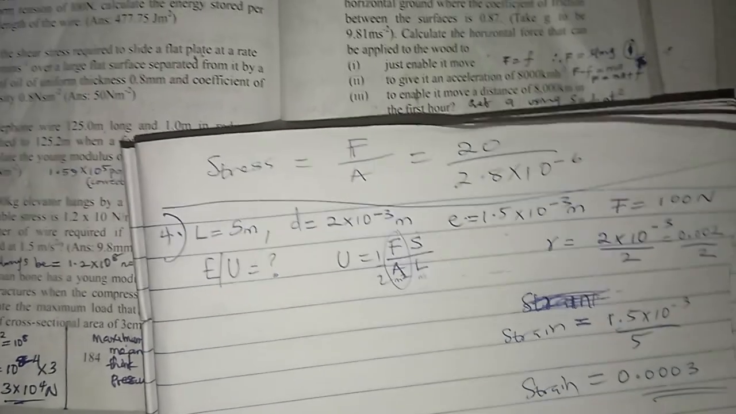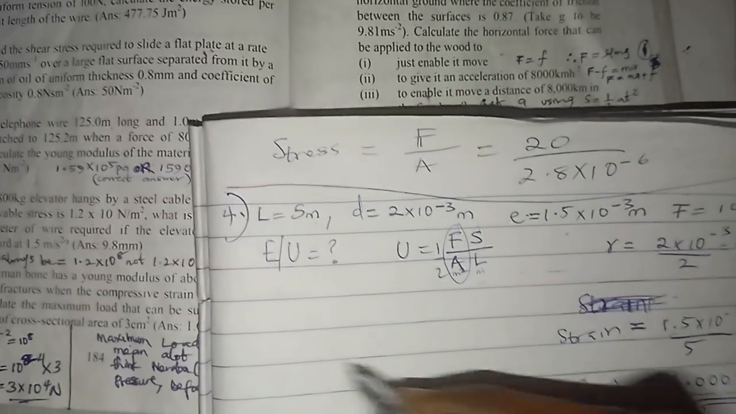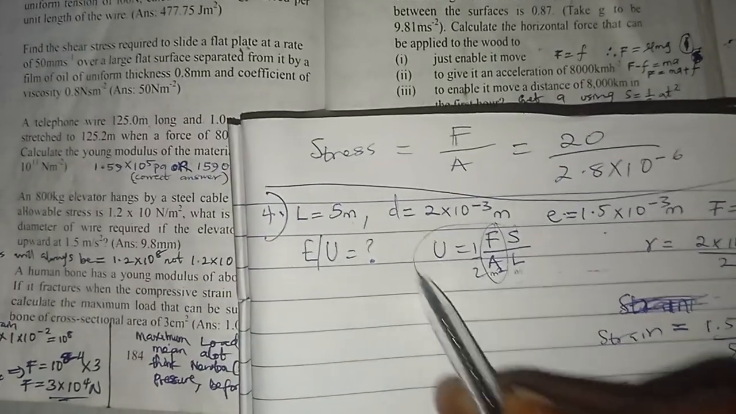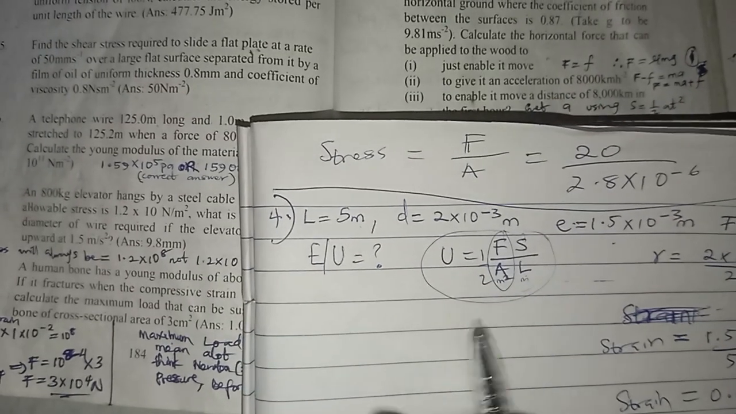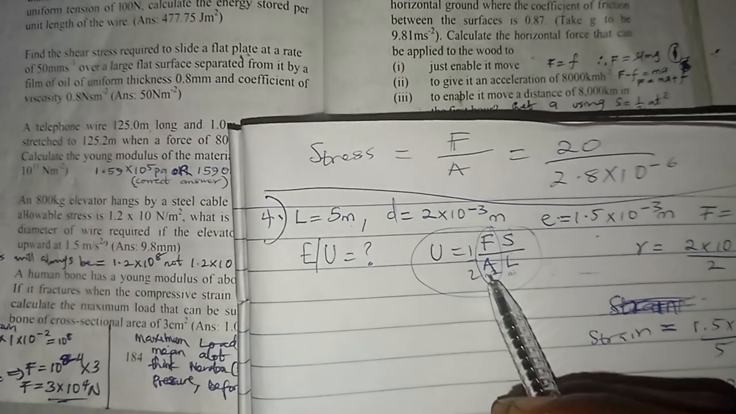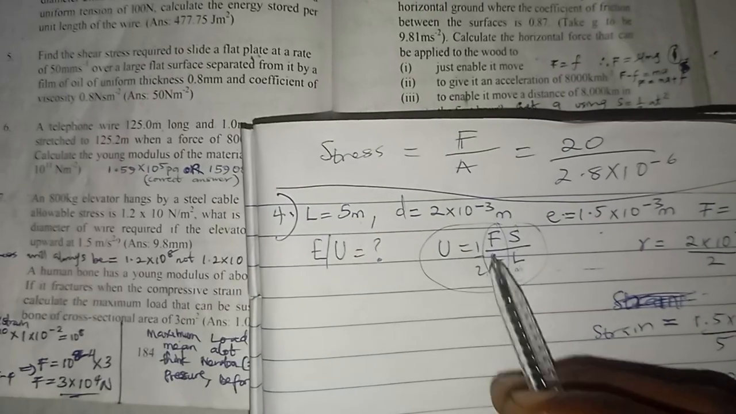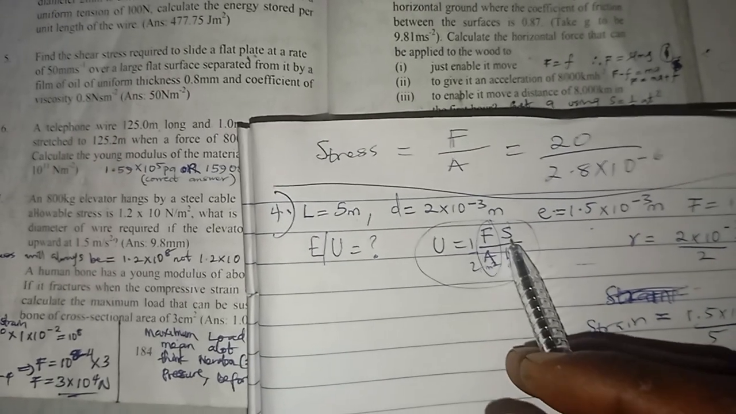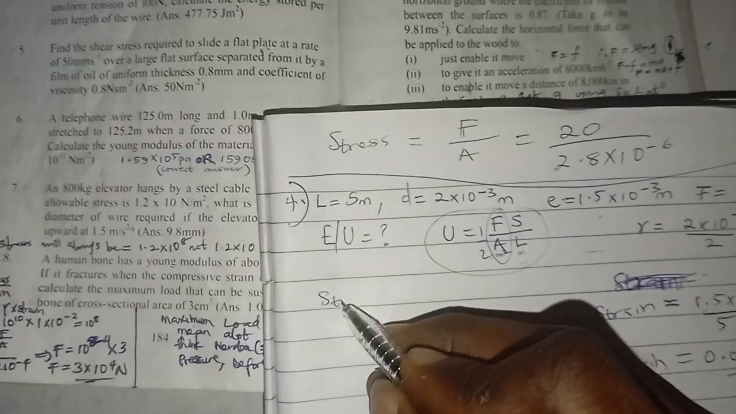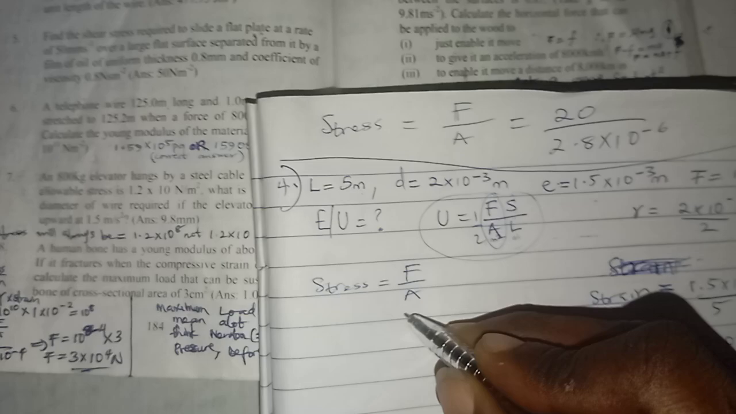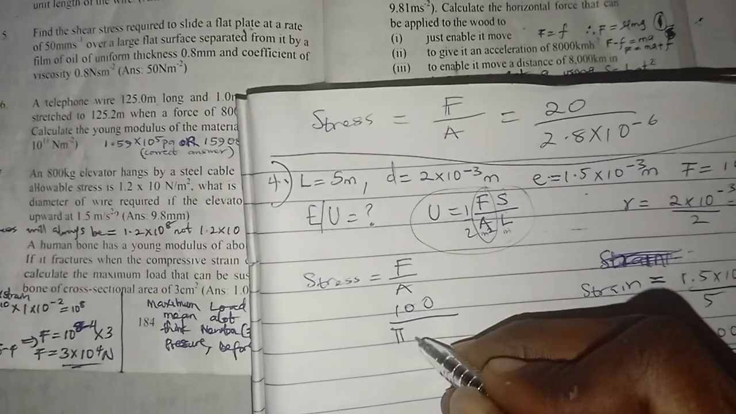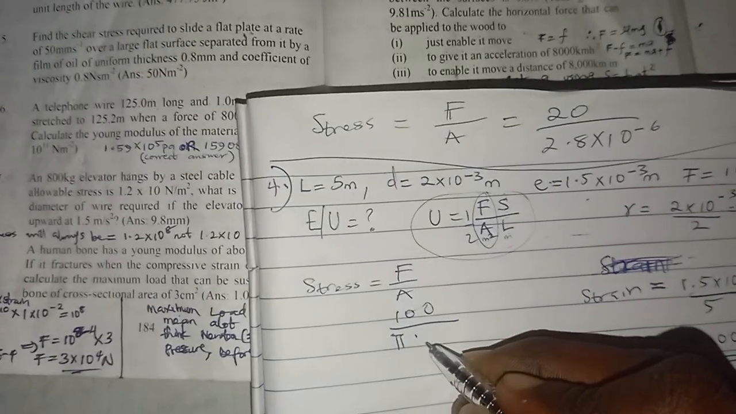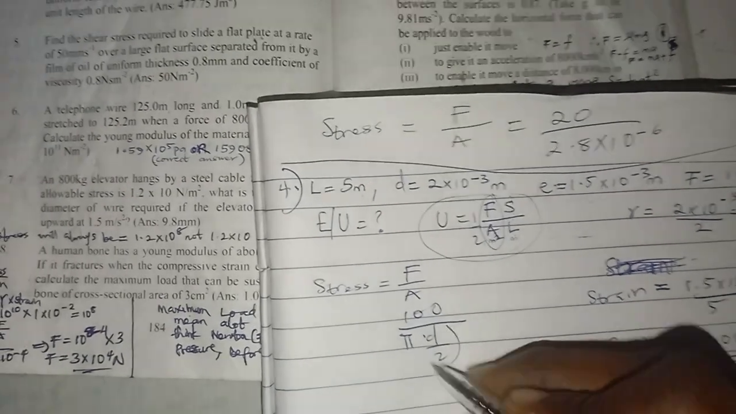Now the stress. Remember the formula we use when we are doing work done for a wire, not for a string or spring, for a wire, is simply energy, which is work done per unit volume. That is half work done per unit volume, or you say half stress times strain. So to get stress will be force over area. So force given to us is 100 over area. Did not give us, but we know it's pi r square, or pi d over 2 squared.